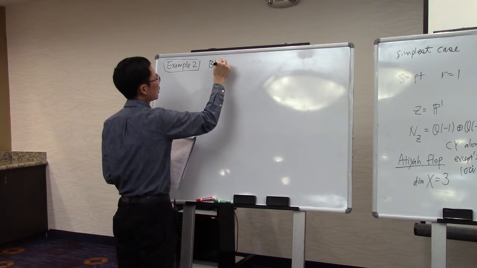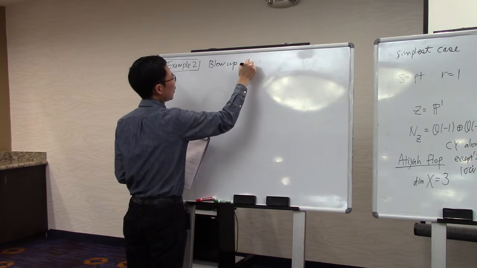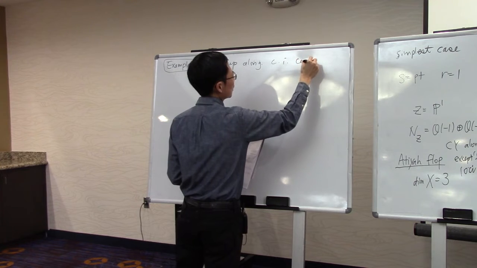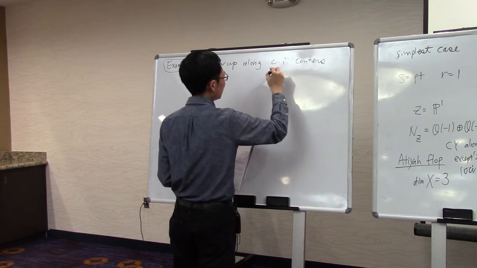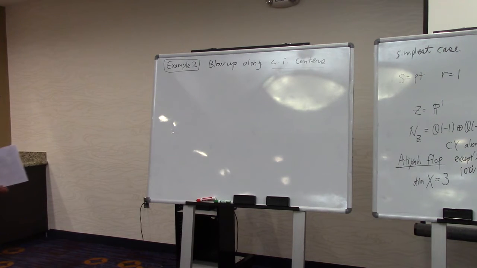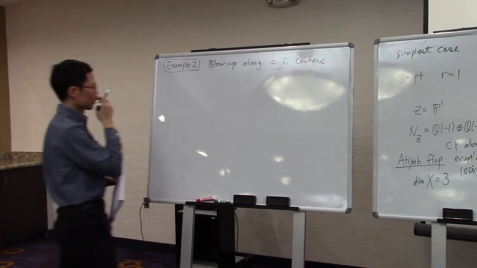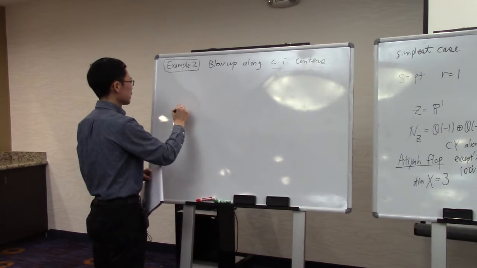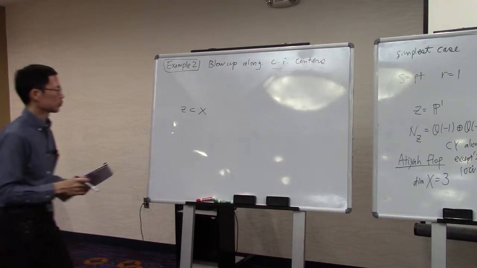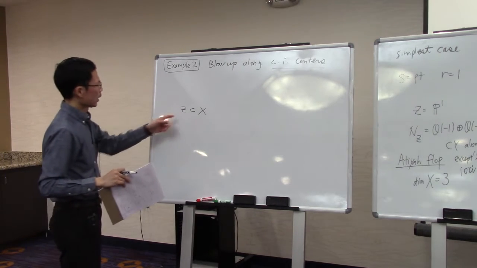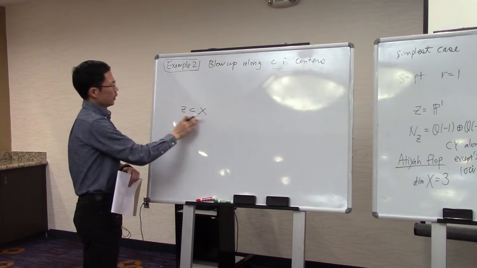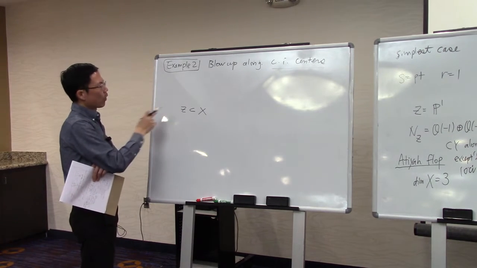grow up along complete intersection centers. And you'll see why I need complete intersection centers, and that's because of quantum Lefschetz, the problem of quantum Lefschetz. Okay, so let's see. So let's start with, again, X is a smooth projective variety, and Z is a smooth center inside X, and I want to blow up along this.